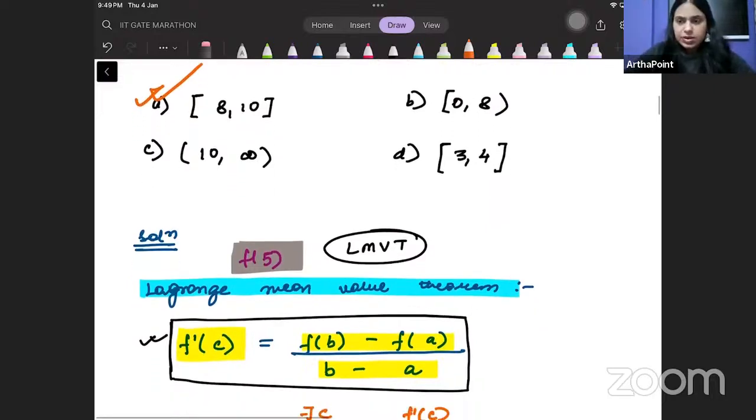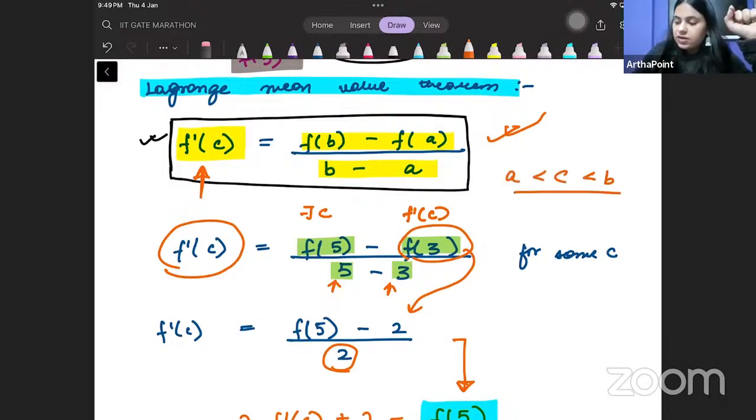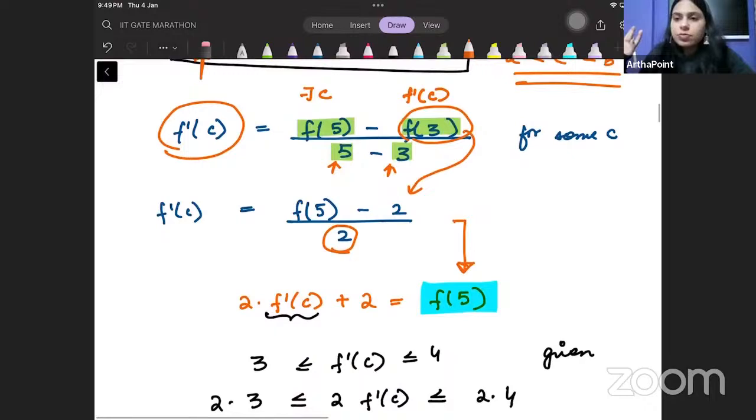So it's very simple. I have basically just used the mean value theorem, which says that whenever you want to define any derivative, f dash c, then the derivative is simply going to be f of b minus f of a upon b minus a, such that c should lie between this interval. I've just used that property.